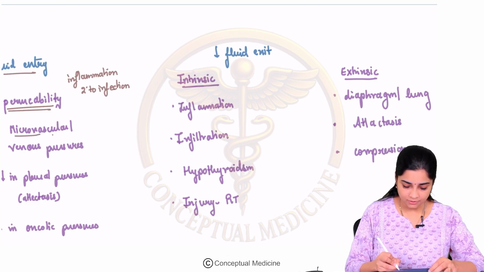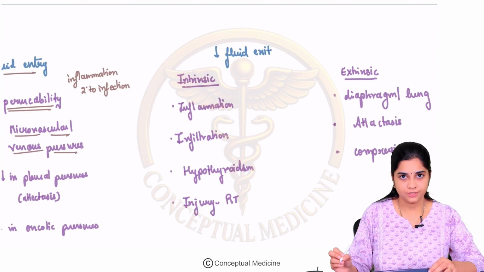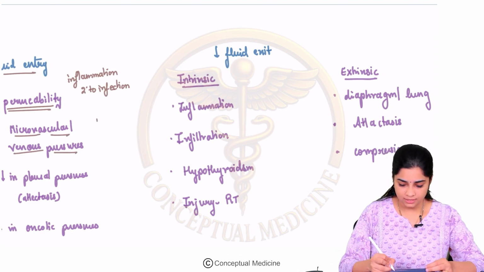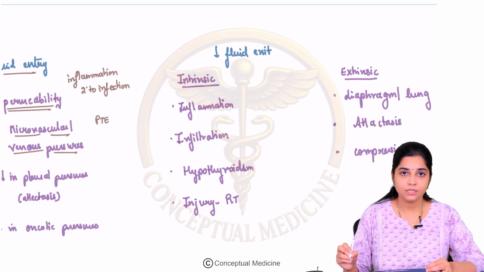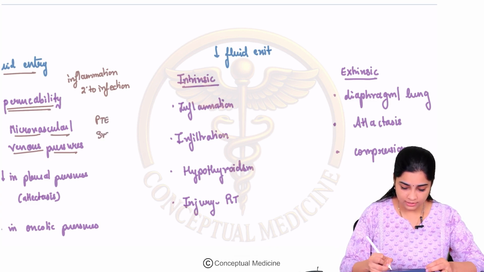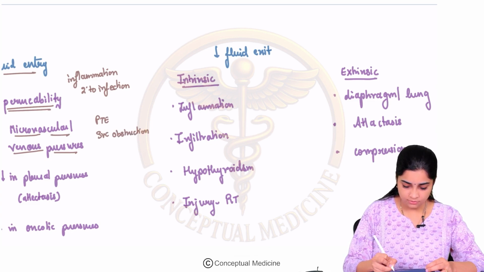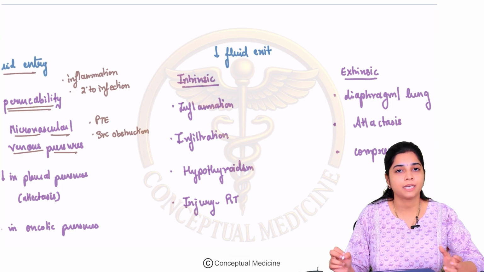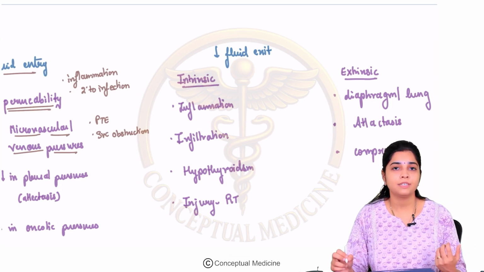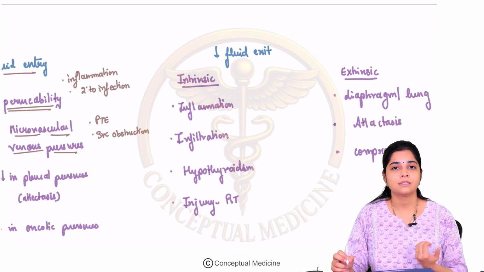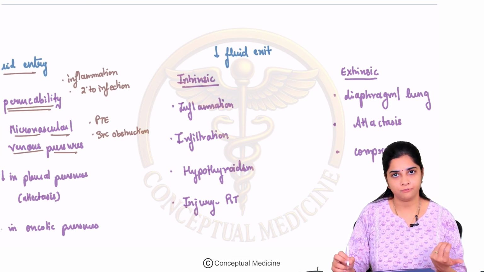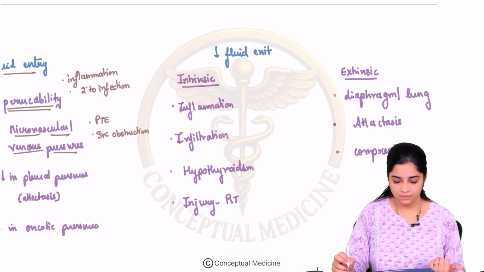Then the microvascular or venous pressures can be increased, right? Whenever the venous pressures are increased, for example in a pulmonary thromboembolism or in an SVC obstruction which we see in malignancies, there can be increased venous pressures and hence this results in an increased hydrostatic pressure and more fluid gets shifted into the pleural space. Right?